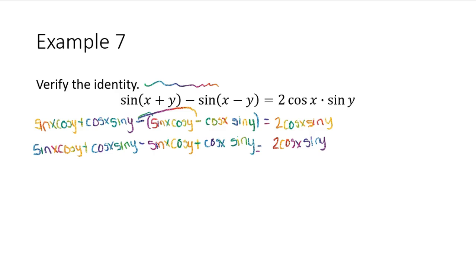All right, let's add our like terms. I've got a sine x cosine y here and a negative sine x cosine y here, so they cancel each other out. I have a cosine x sine y here and another cosine x sine y here. That gives me 2 cosine x sine y. And we wanted that to be equal to 2 times the cosine of x times the sine of y. So it looks like we have just proven our identity.